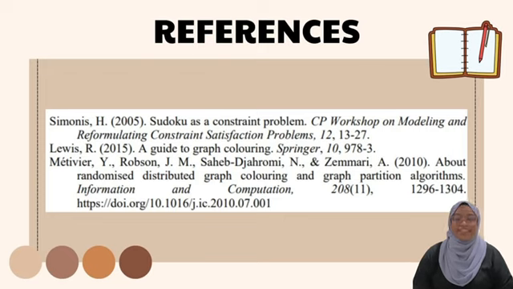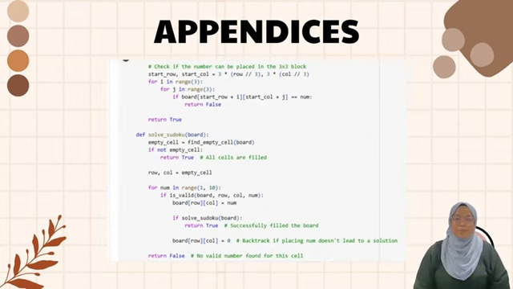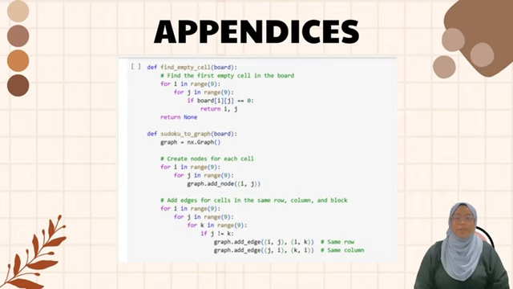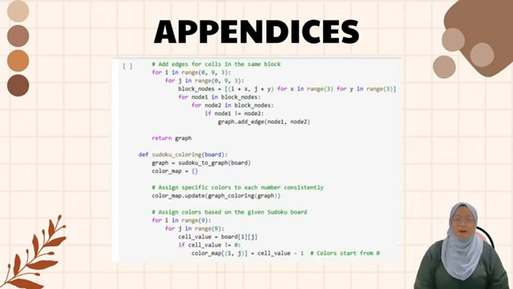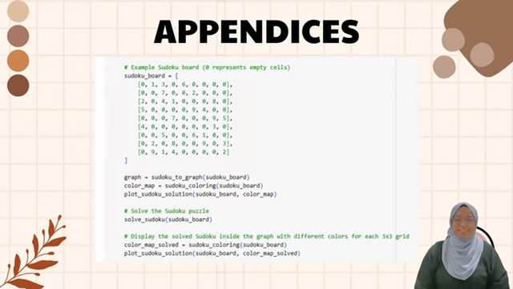Here is the list of references that is used in this project. Lastly, these are our appendices. This is the coding that was used to solve the Sudoku. This is appendices page 2, page 3, page 4, page 5, and page 6.